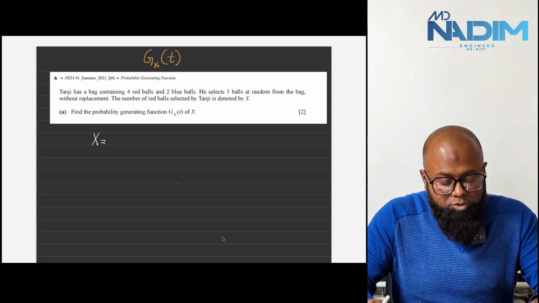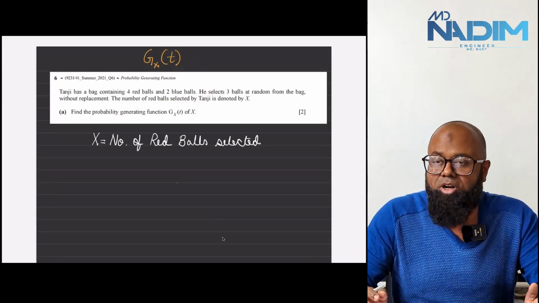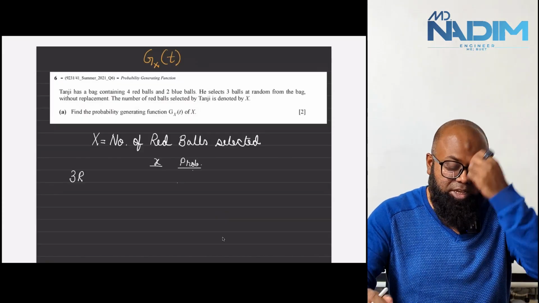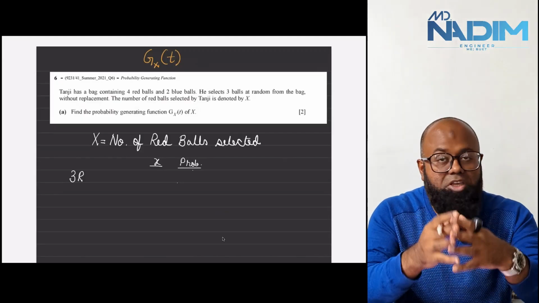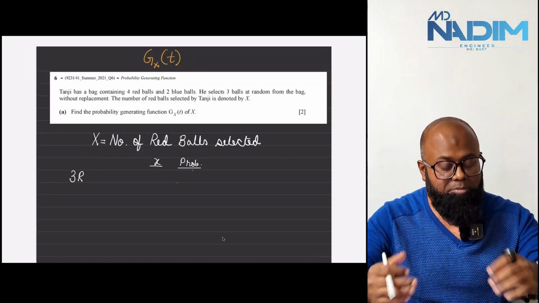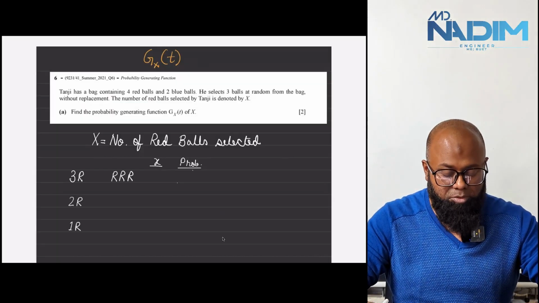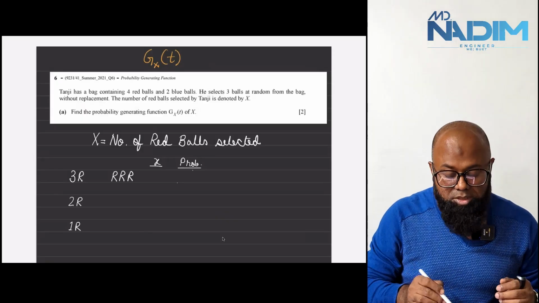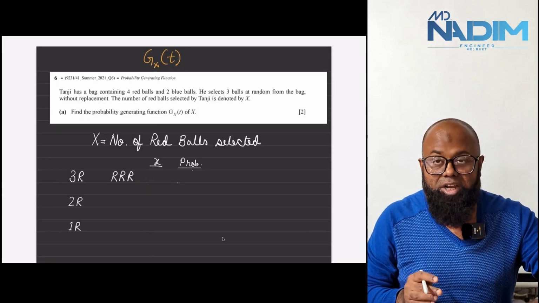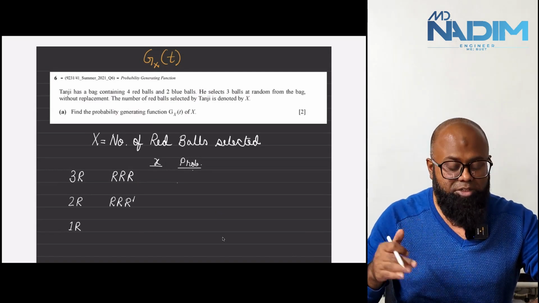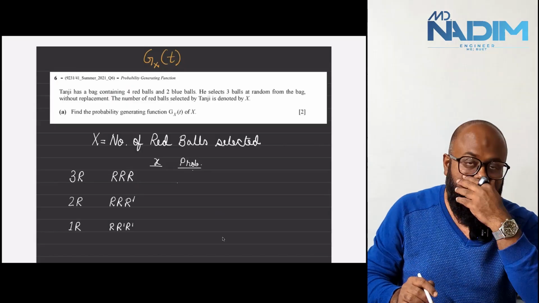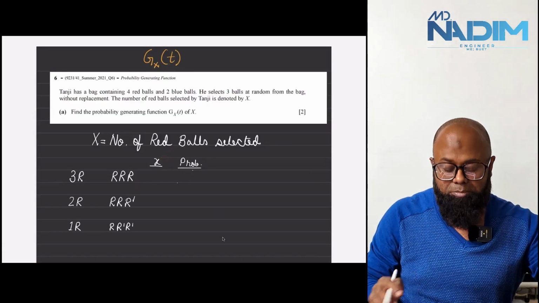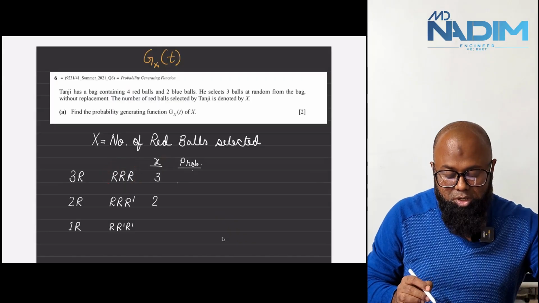So first of all, I have to understand what X is. X is the number of red balls selected. As we are selecting 3 balls, there is a possibility of getting 3 red balls, 2 red balls or 1 red ball. What would the outcomes look like? 3 are red: red, red, red. Then 2 red: red, red, red prime. 1 red: red, red prime, red prime. So here we can get the values of X. How many red balls do we have? That means the value of X is 3, 2 and 1.